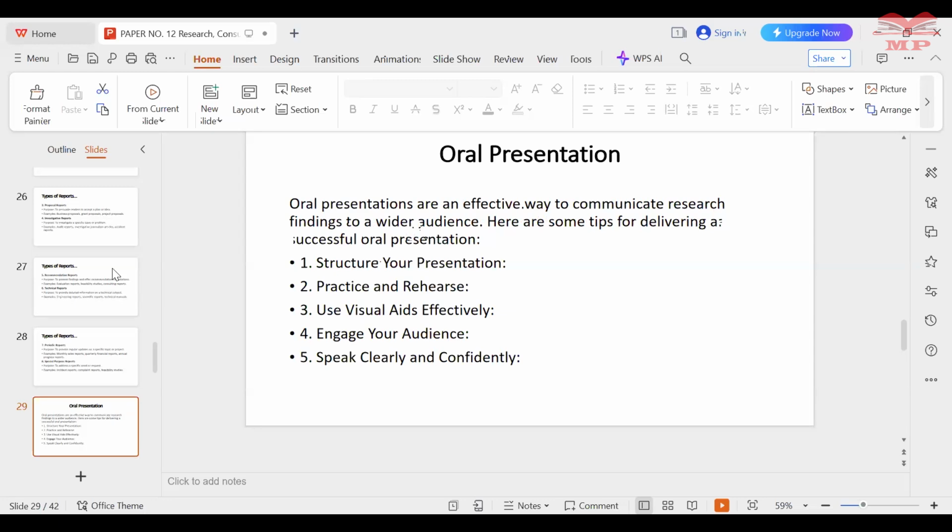So in order to make and deliver an oral presentation successfully, it's important to do the following. Number 1, structure your presentation. Number 2, practice and rehearse. Number 3, use visual aids effectively. Number 4, engage your audience. Number 5, speak clearly and confidently. So we can have a look at this briefly.